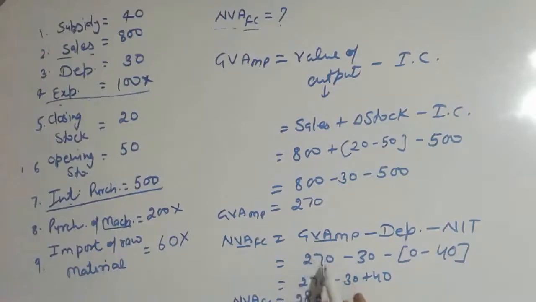By putting the value, GVA at MP is 270, depreciation equal to 30, and NIT, the formula of NIT is IT minus subsidy. Indirect tax is not given, so we will assume indirect tax equal to 0, minus subsidy is given equal to 40. So minus minus will become positive. By solving this, we get net value added at factor cost is 280.